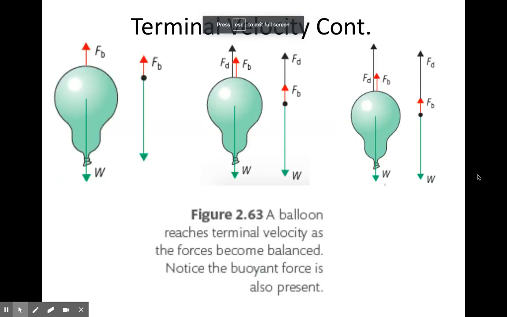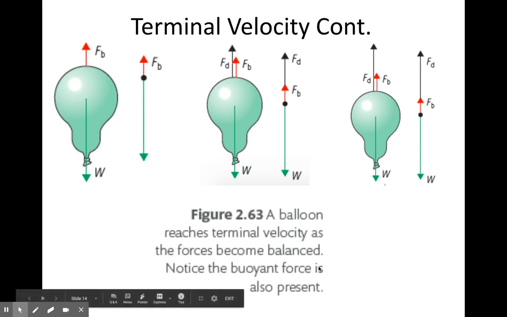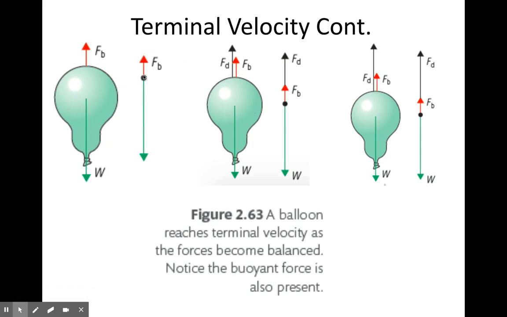So remember, terminal velocity. It's all about the vectors, okay? For example, a balloon reaches terminal velocity as the forces become balanced. Notice the buoyant force is also present. There is this thing called the buoyant force, which is just the upward pull of the particles that are in it. But for example, we're not at terminal velocity here. Our velocity down is greater than our buoyant force. We're still not at terminal velocity here because these forces are not balanced yet.